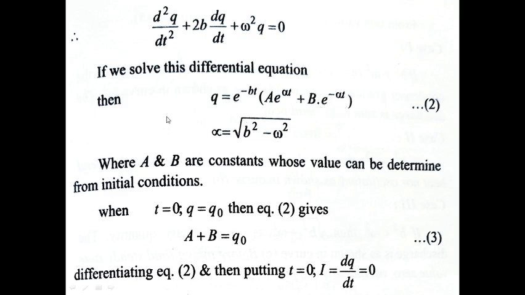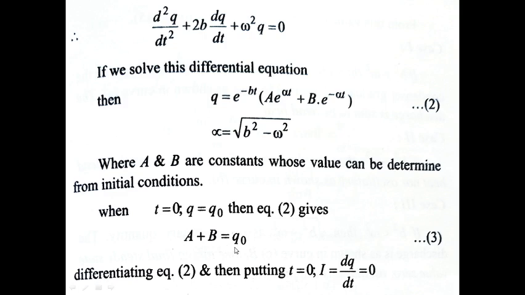And how can we find that solution? Its details are already discussed in the last article, growth of charge in series LCR circuit, where A and B are constants and their values can be determined from the initial condition, and alpha is used for under root b square minus omega square. So initial condition, that is t is equal to 0, then charge q will be equal to q0 because the capacitor will be fully charged, and therefore from equation 2 we get a plus b is equal to q0.